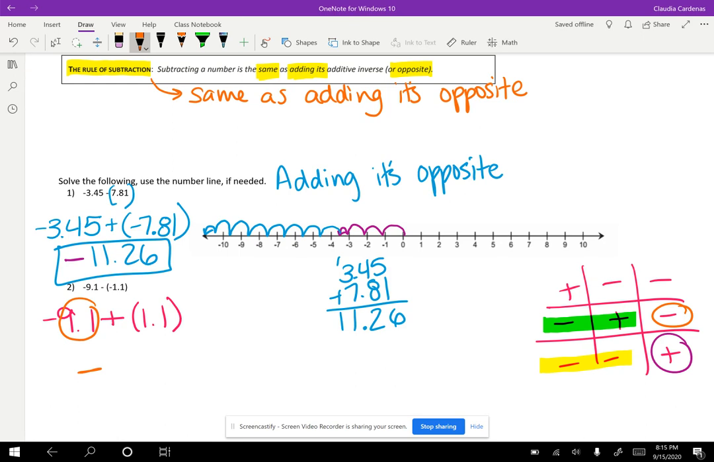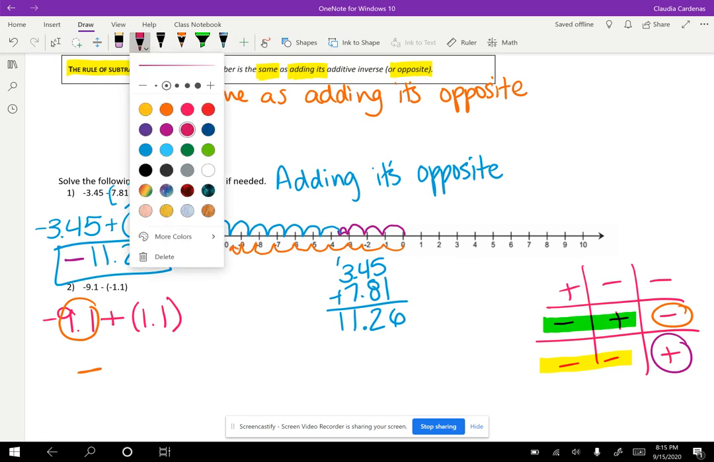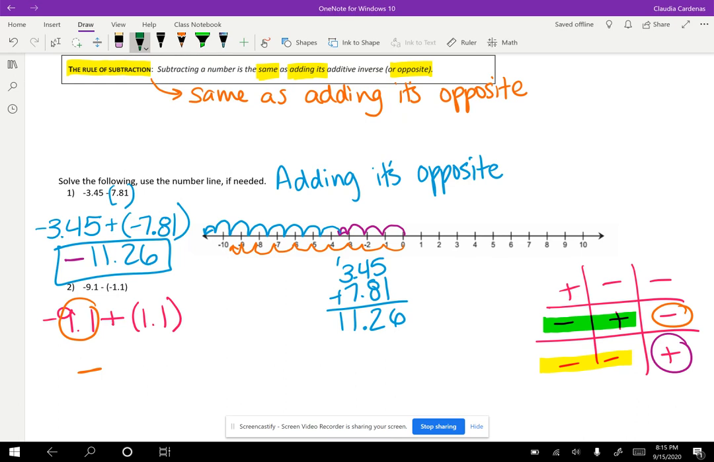And if I use the bottom portion of the number line to show my thinking, if I'm going in the negative direction 9.1 spaces, and then all of a sudden I am adding a positive 1.1, well, I'm going to move one space and a little bit more. So I am estimating that my answer should be around negative 8. And so since we know we subtract or we take away, sure enough, we get negative 8 exactly.